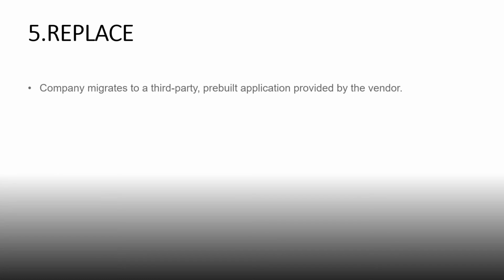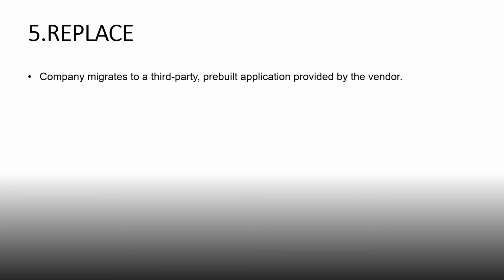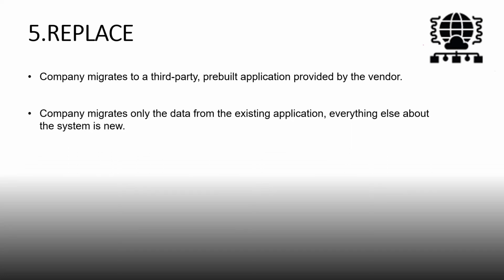Finally, let's talk about the fifth R, which is replacing. In replacing, the company doesn't redevelop its own native application from scratch, but instead, the company migrates to a third-party pre-built application provided by the vendor. The only thing that the company migrates from the existing application is the data, while everything else about the system is new.